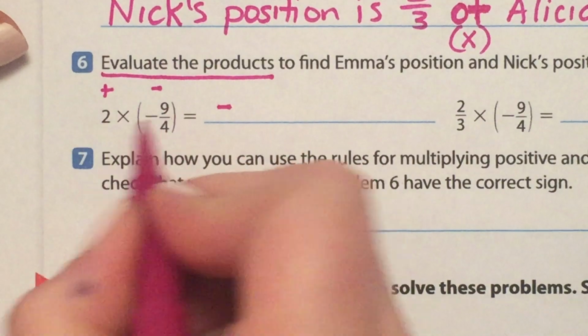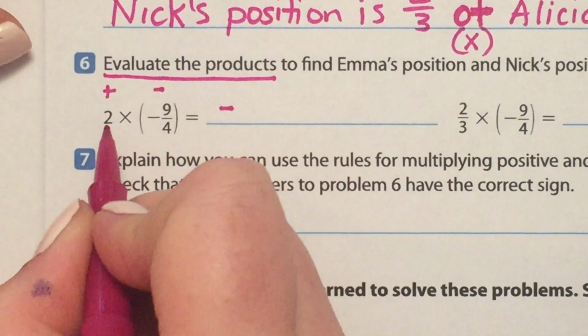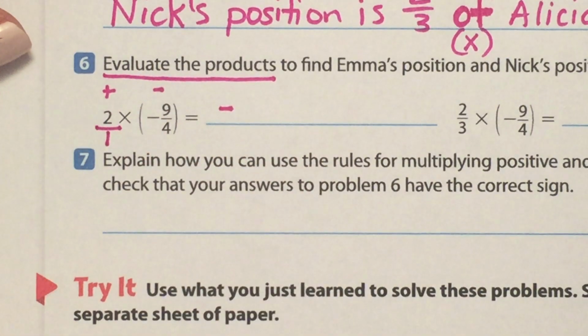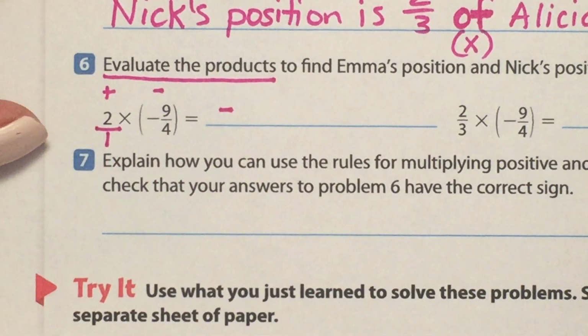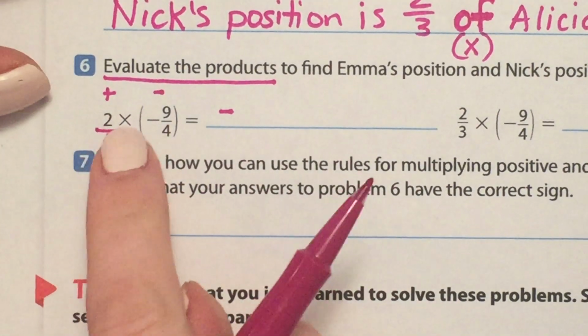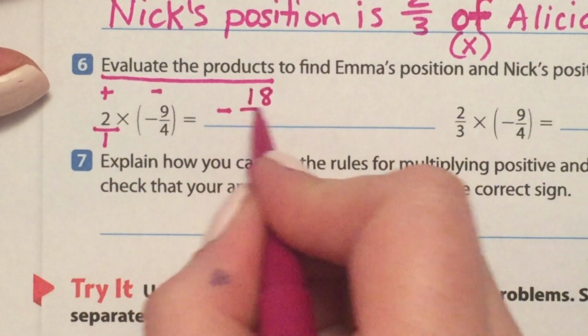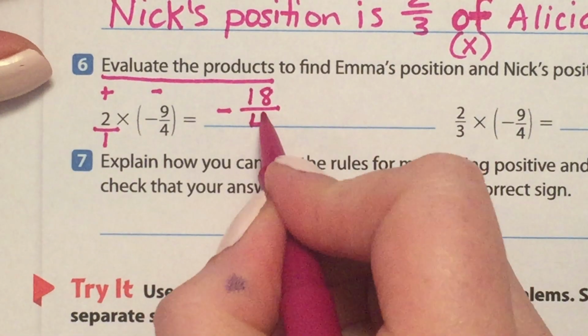So when I multiply these two numbers, it's easier if you make them both look like fractions. So 2 is not written as a fraction, but it could be if you give it a denominator of 1. So now it looks like a fraction times a fraction, which is super easy to do. We just multiply straight across the top. 2 times 9 is 18. And straight across the bottom, 1 times 4 is 4.